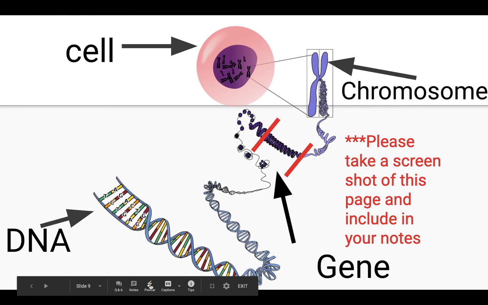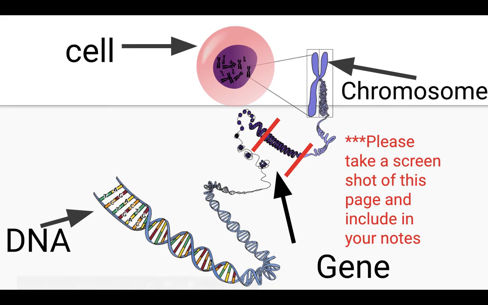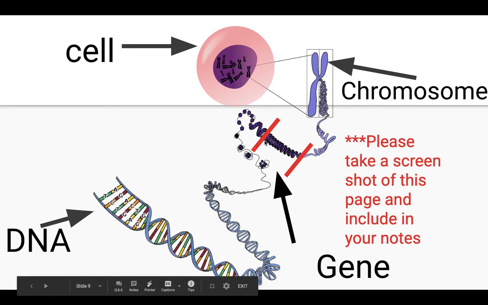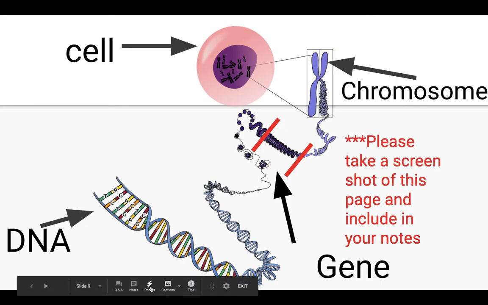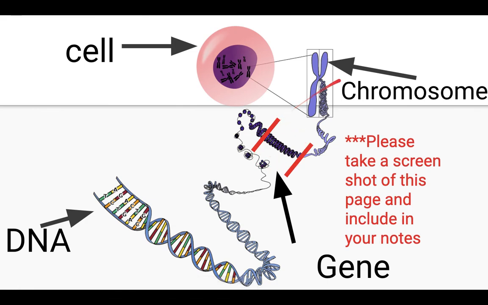So, to summarize, DNA, okay, that double helix gets all coiled up into a chromosome. But each section of the chromosome is called a gene. And of course, that all can be found here inside the nucleus, inside of our cell.